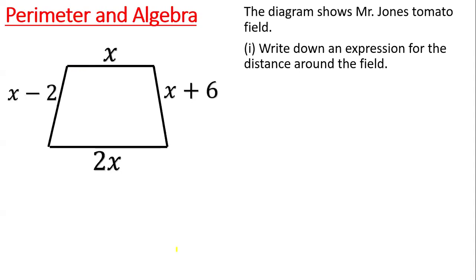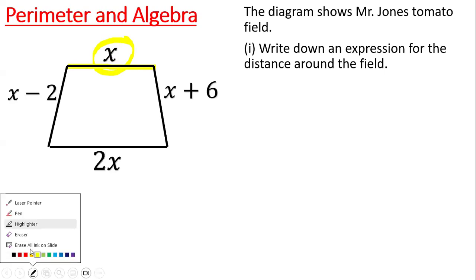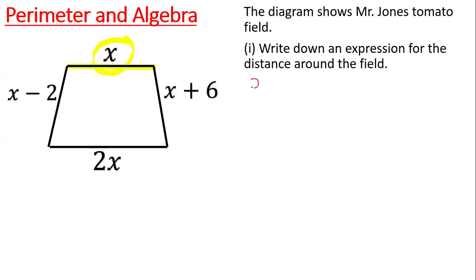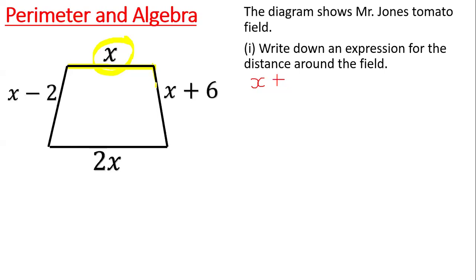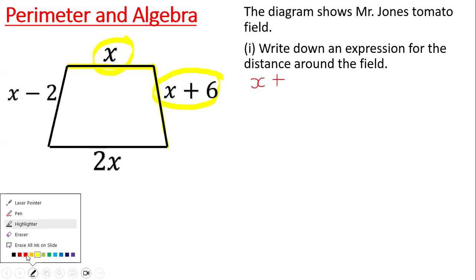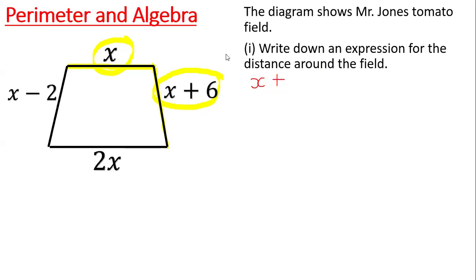So let me explain how we got it. First thing we have to put is the length of this side. What's the length of this side? X, right? So we have to put X down. That's the first thing you have to do. Remember, they asked us for the perimeter, so it's going to be X plus. Now we want the length of the next side, so it's going to be what? X plus 6, right? So it's going to be x plus 6.